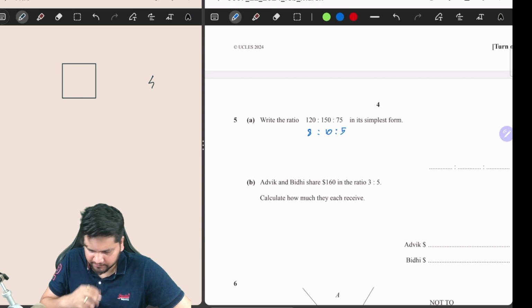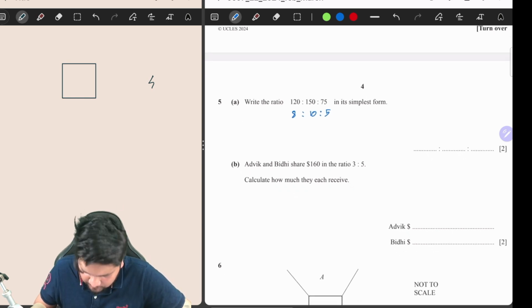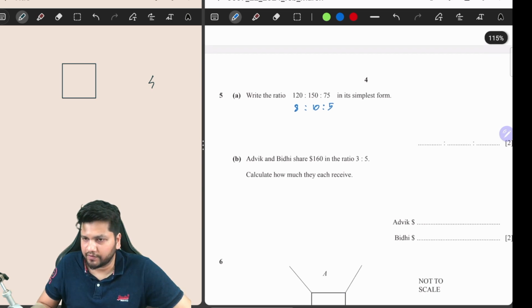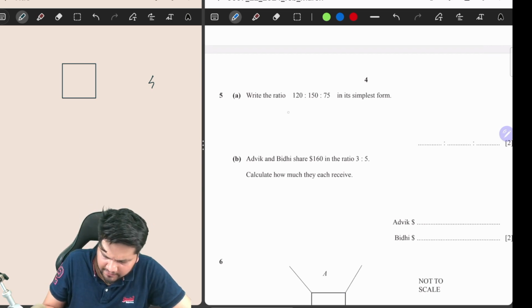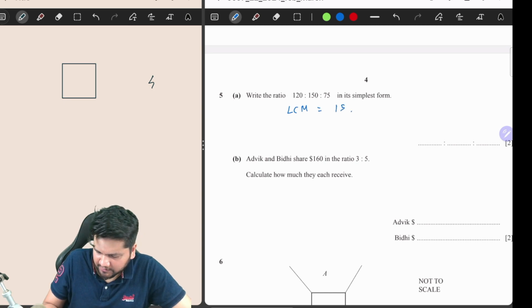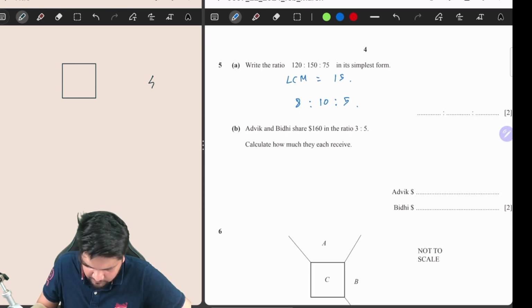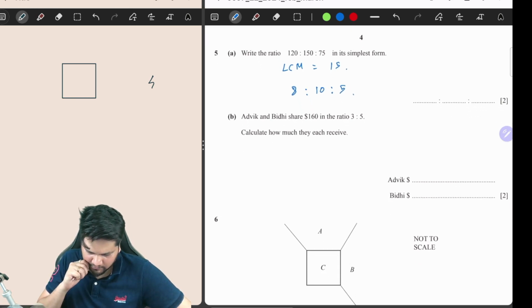Yeah, I think so, that's correct. Yeah, so 15 would be the LCM. So yeah, I can write like this. The LCM is going to be 15. So all I have to do is divide by each number. So it's going to be, how much it was? 8, then 10, and then 5. Yeah, that's it.